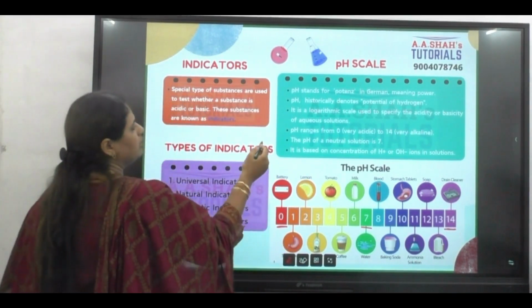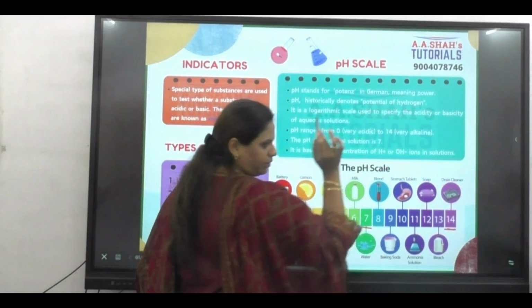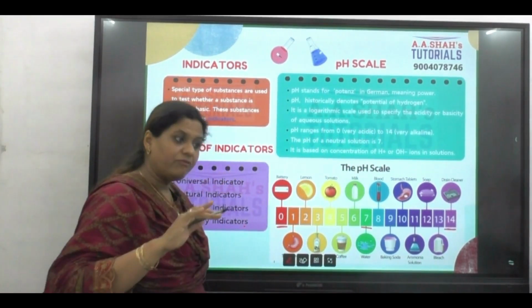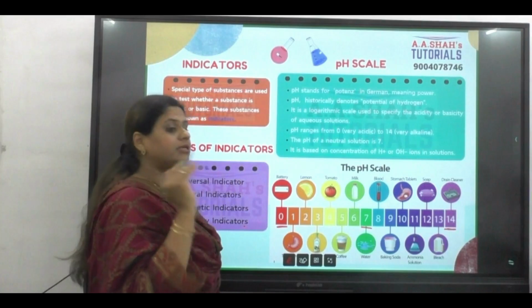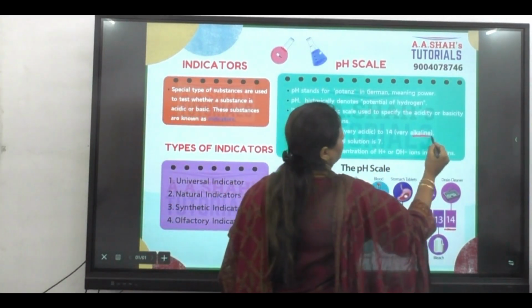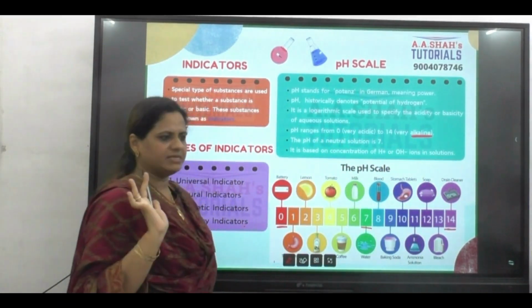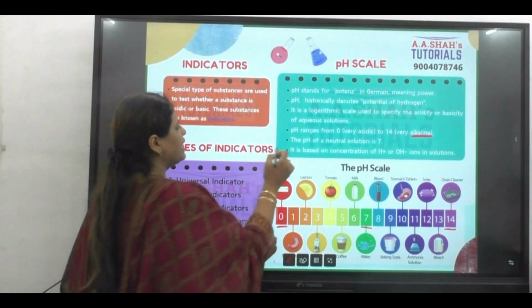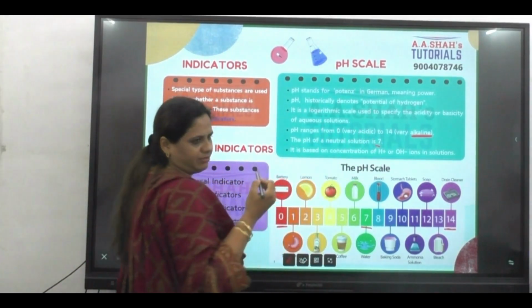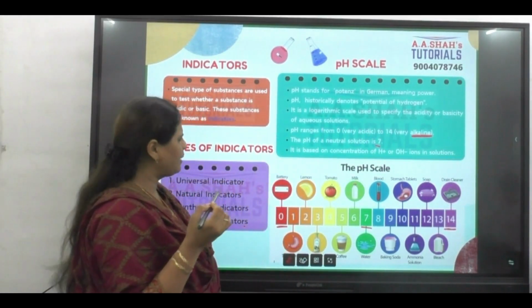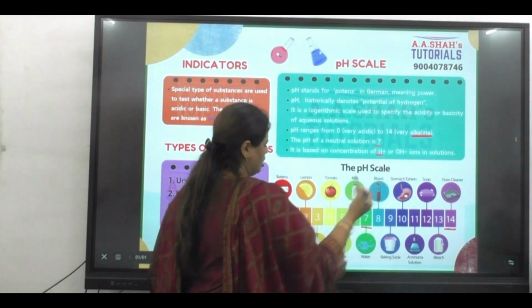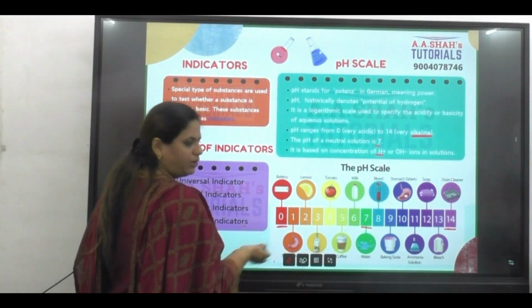So the pH range is from 0 to 14. 0 means very acidic. 14 means very basic. Another term for basic is alkaline. Alkaline means basic. The pH of a neutral solution, as I said, is 7. It depends on the concentration of H plus and OH minus ions. If H plus ions are more, it's acidic.